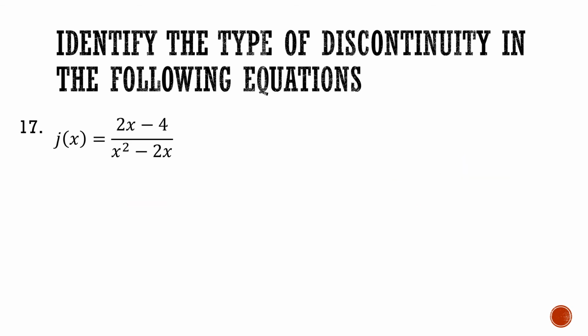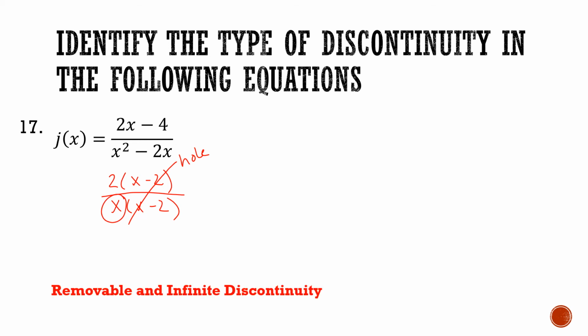All right, the very last one, again, I have a rational function. I think that it's going to be probably an infinite, possibly removable if I have factors that are the same, but I have to factor it to be sure. So we'll factor this out. The top, I'm going to take out a 2. And then on the bottom, I'm going to take out an x. Right away, I notice I have 2 factors alike, so that's definitely a hole. But I still have an x down here, which would give me an asymptote. So not only do I have a removable discontinuity, I also have an infinite discontinuity as well.